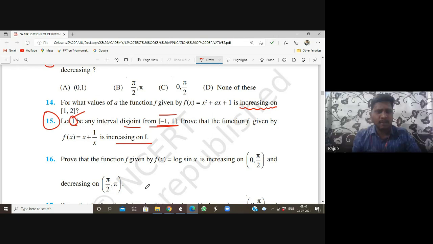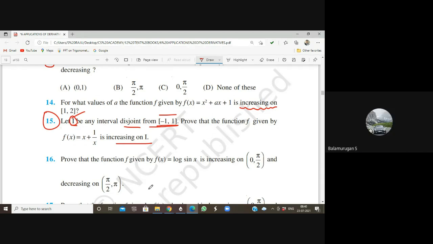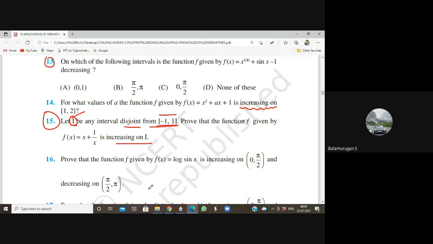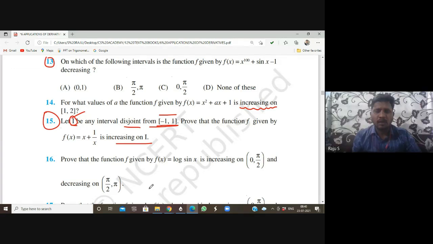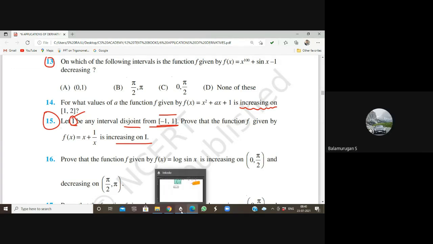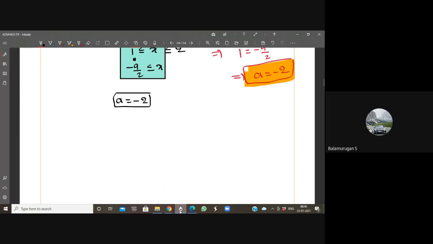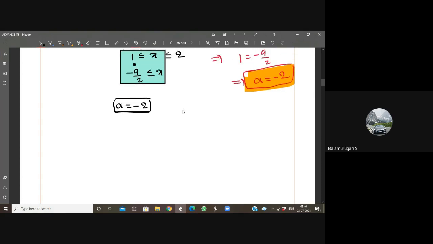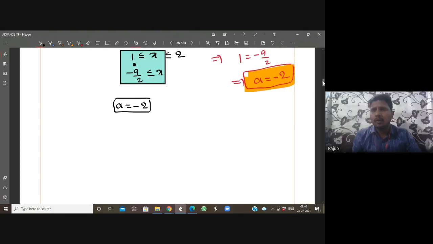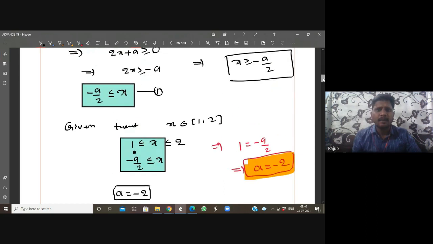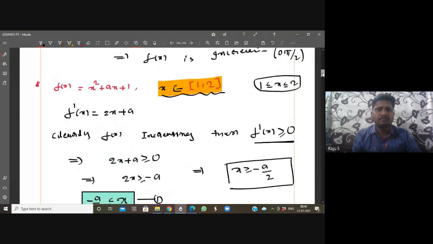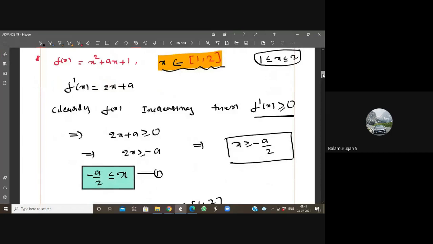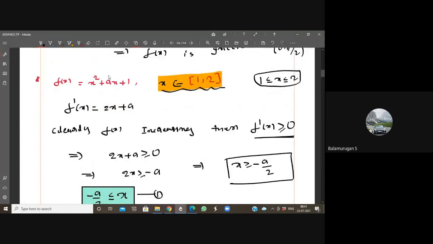Sir, in the previous question they were asking for the values of a for which the function will be increasing. The answer will be greater than minus 2. For all values of a greater than minus 2, the function will be increasing. At a equal to minus 2, f dash of x will be 0, sir. If we substitute any value greater than that, it will still be increasing, no, sir?